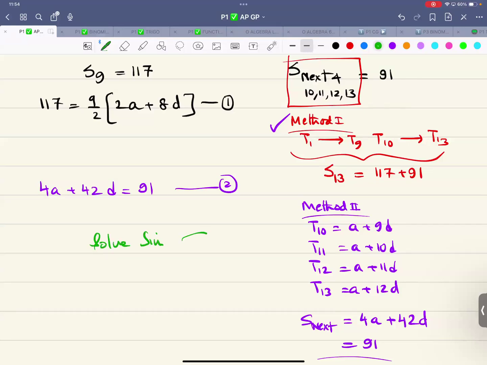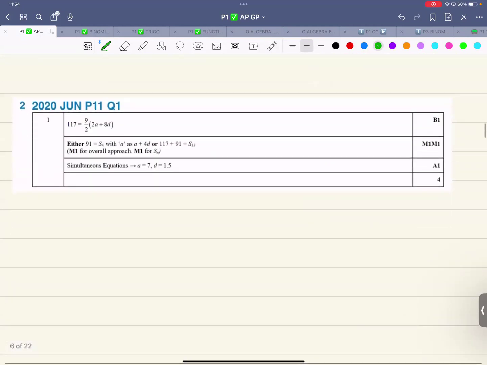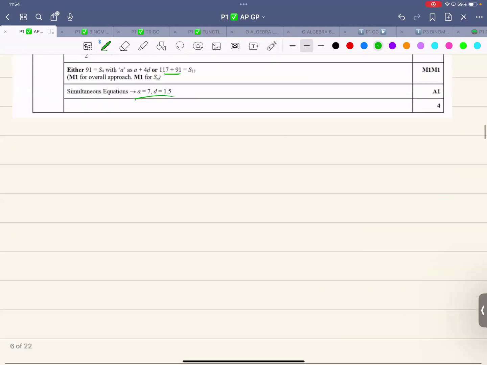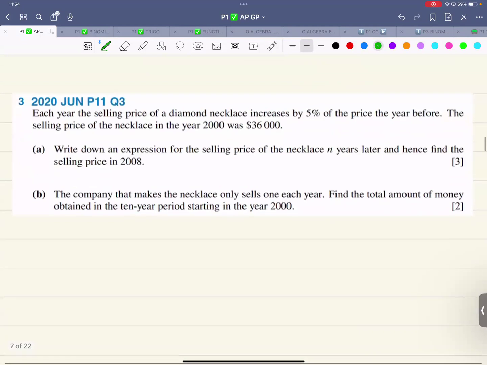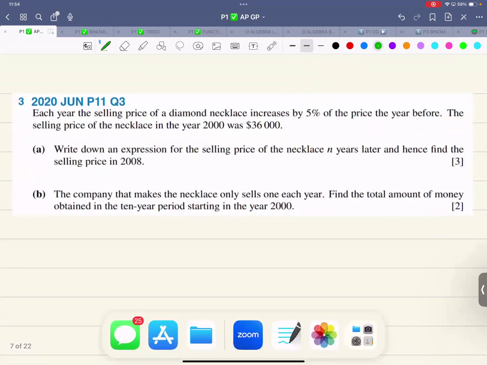We find the value of a. Let's double check. 117 is this thing. That's the first one. Either 91 with S4, or 117 plus 91. I mean, that's the whole thing. The final answer is this. All good. Next one. Why don't you go ahead and try this question?